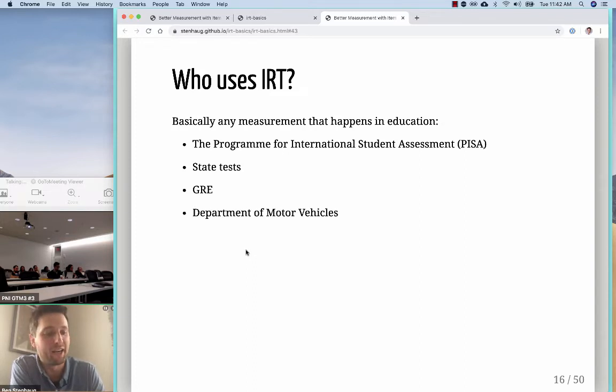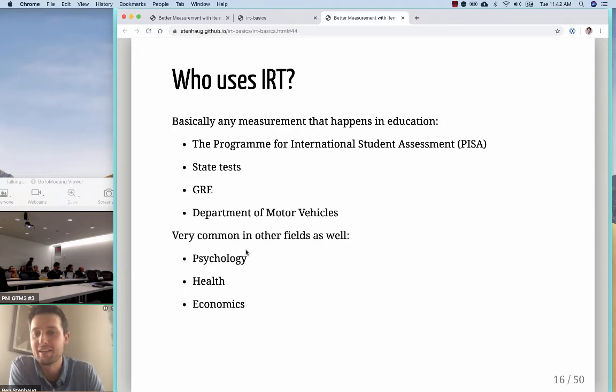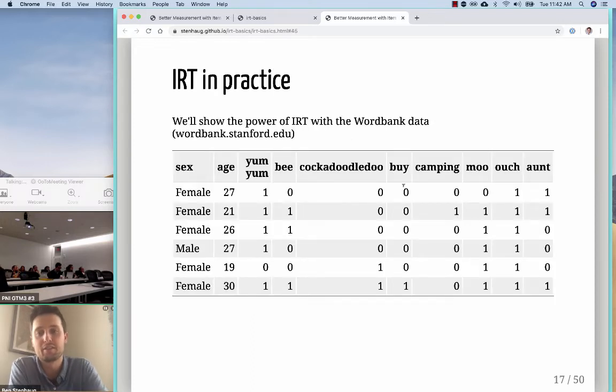Examples elsewhere, like when you try to get your driver's permit, there's an IRT underneath that when you're responding to those questions. And then it's becoming increasingly common in other fields as well. Psychology's been using it forever, sort of coinciding with education and health surveys, economics. It's sort of used everywhere, and we'll return to those uses later.